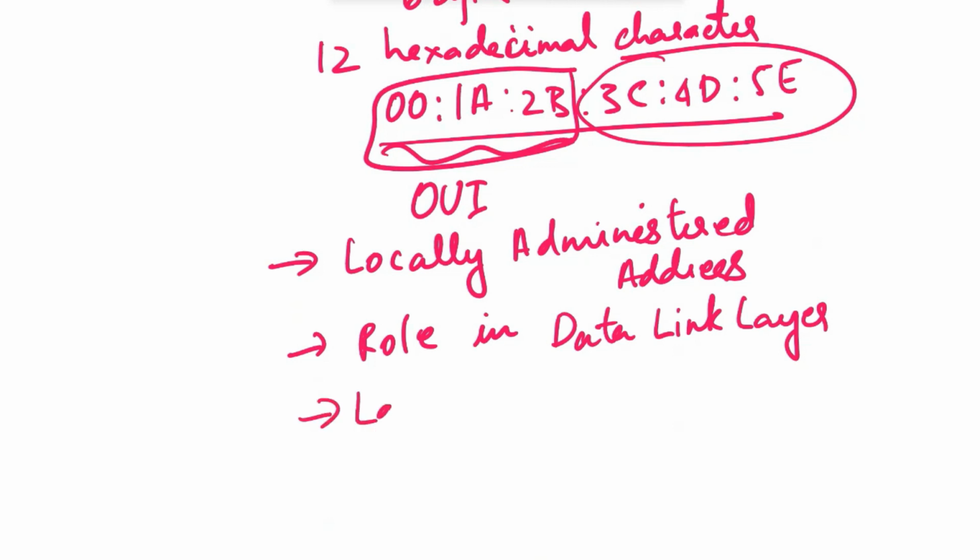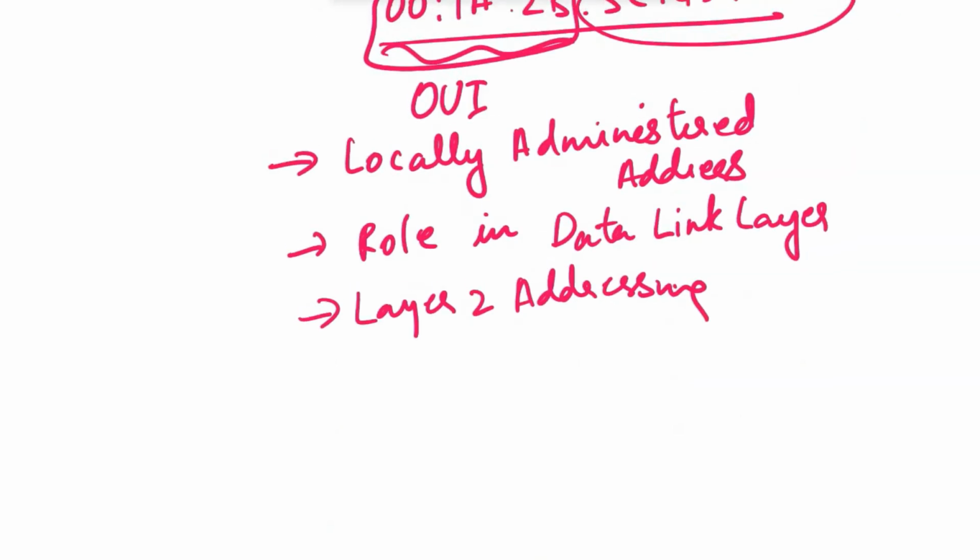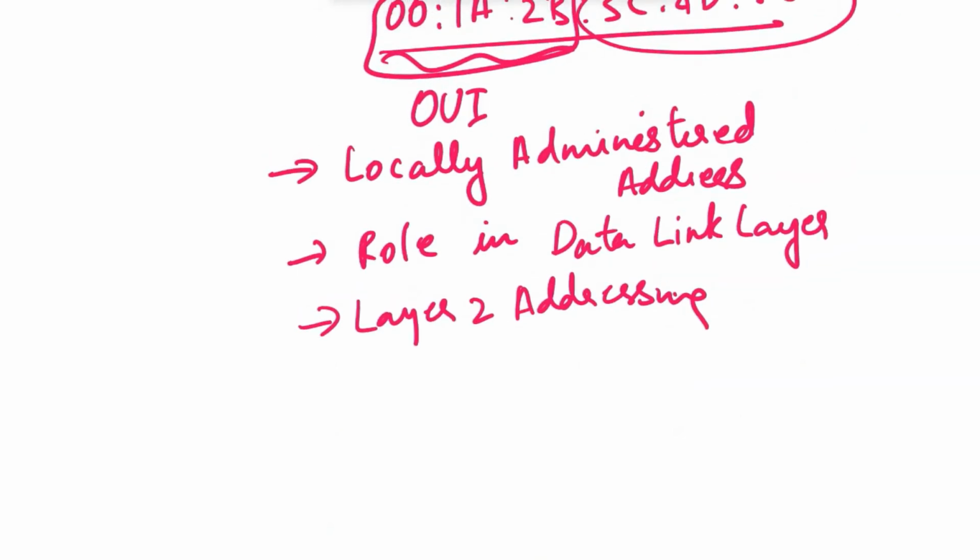Next one, like we mentioned, layer 2 addressing. MAC addresses are an example of layer 2 addressing. They are used for communication within the same network segment and play a vital role in the framing of Ethernet packets. Next one, not routable. Unlike IP addresses, which are used for routing data across different networks, MAC addresses are not routable. They are only relevant within the confines of a local network segment.